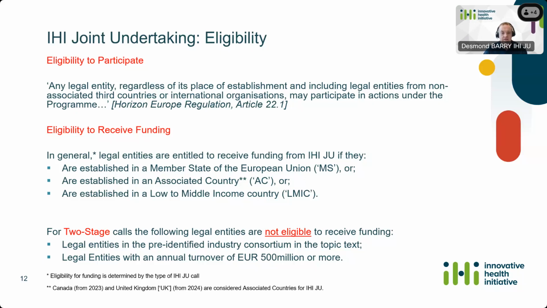Just to remind everyone, those entities in the pre-identified consortium don't get funding, and the very, very large entities don't get funding. Everyone else, the chances are good as long as you're coming from one of the associated European bloc or low middle income countries I talked about on the last slide with the map. And also, we're just reminding people that Canada from 2023 and the UK from 2024 are considered associated countries. So the chances are good you'll be eligible for funding under this call as well. Next slide.